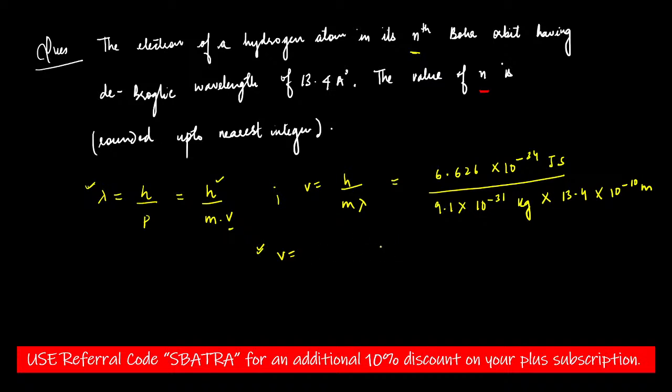This is nothing but 10 to the power minus 34 plus 31, that is minus 3, and then plus 10. So the expression is 6.626 divided by 9.1 into 13.4, into 10 to the power minus 34 plus 31 plus 10. This gives 41 minus 34, which is 7, so 10 to the power 7. Just calculate this value.